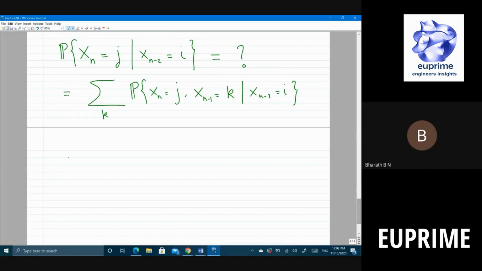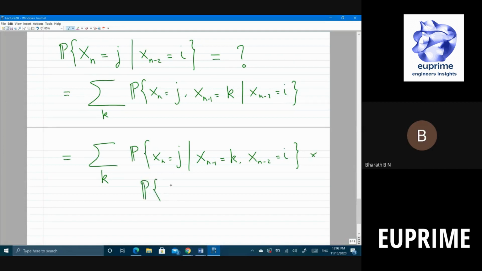So now I can write this. This is clear, right, everyone? I can write probability of AB given C is probability of A given BC into probability of B given C, right? Given xn minus 1 equal to K, xn minus 2 equal to I, times probability of xn minus 1 equal to K given xn minus 2 equal to I.